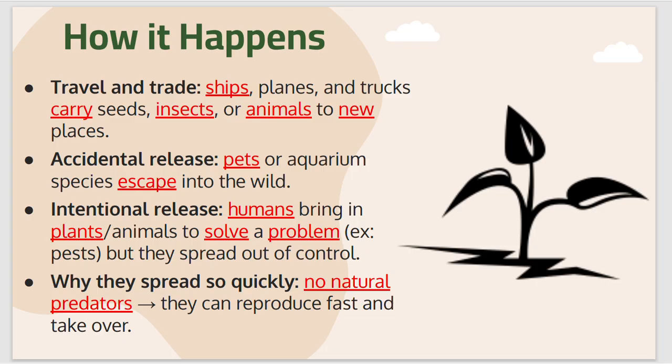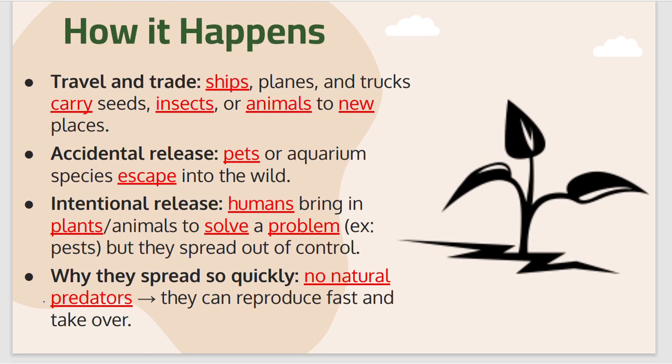And again, it is key to point out that the reason they spread so quickly is because they have no natural predators. They have nothing naturally going after them and knowing how to kill them, and so their population goes unchecked and they can reproduce fast and take over.